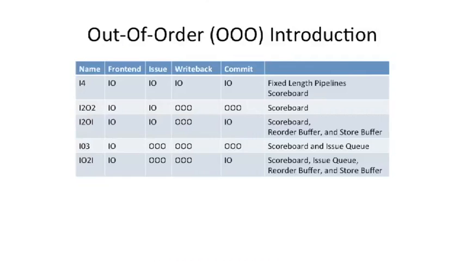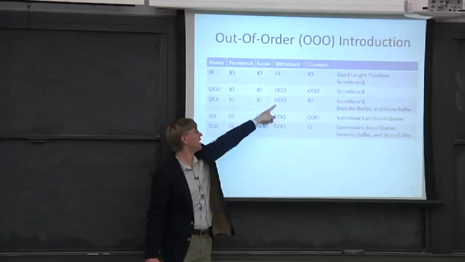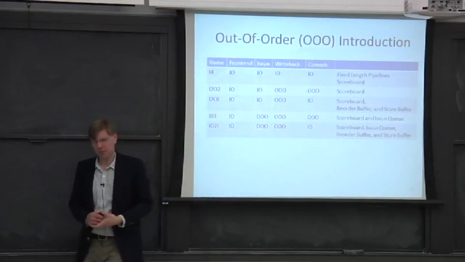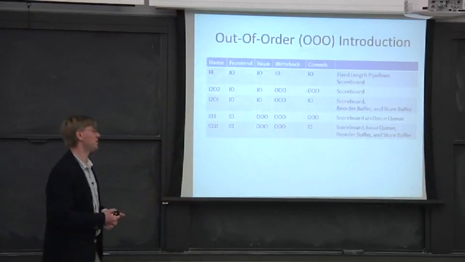Issue. So this is the stage in the pipe that actually says, all the operands are ready, go start executing the instruction. Well, there are some things that can be in order, but you can probably get more performance if you try to do that out of order. So probably not today, but next lecture we're going to talk about how to have the issue be out of order.